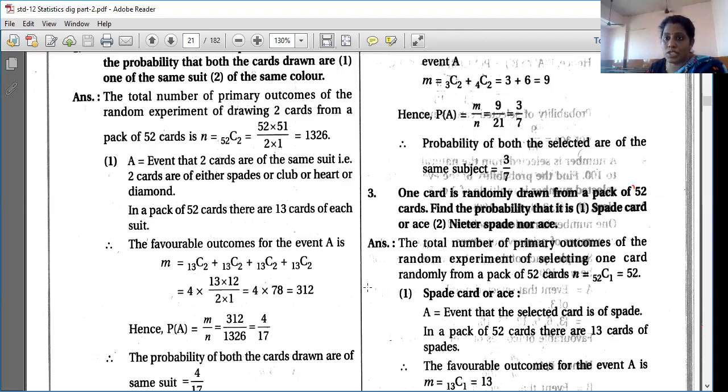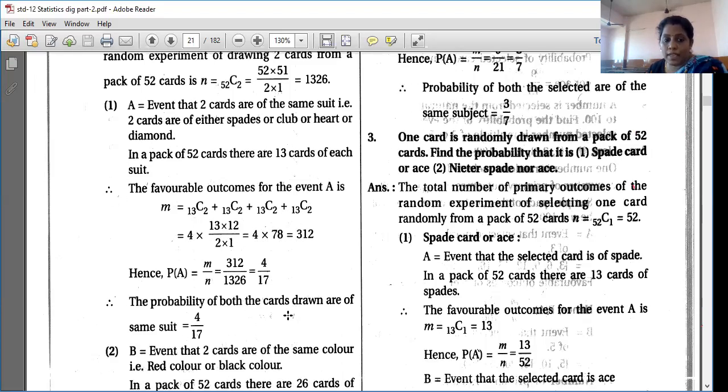Means these are the conditions. यानी either it can be spade or club or heart or diamond. Okay, so 13C2 plus 13C2 plus 13C2 plus 13C2, that is 4, you have to multiply all these things. 13C2 into 4, और इसको अलग अलग भी कैलकुलेशन कर सकते हैं, like 13 into 12 upon 2 into 1, so that can be 13 into 6, that is 78. 78 को 4 times multiply करोगे तो you will be getting 312.